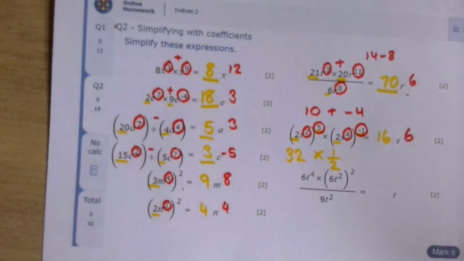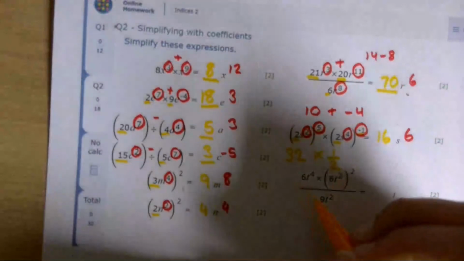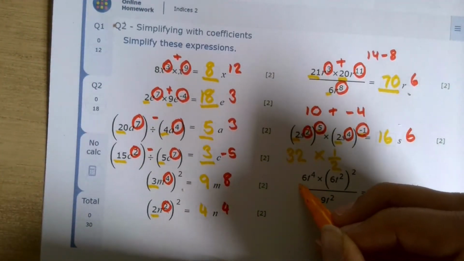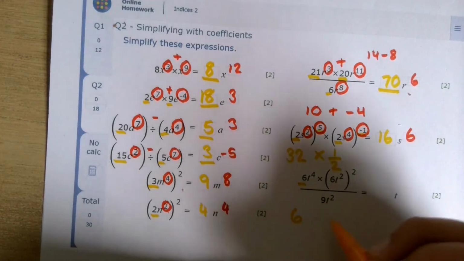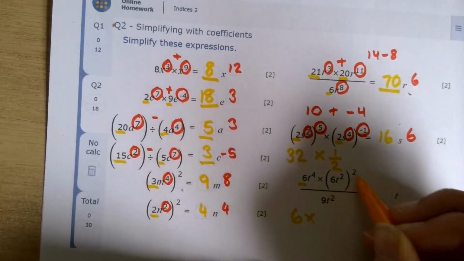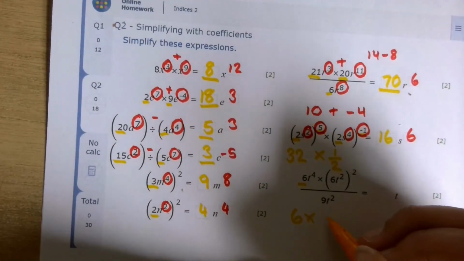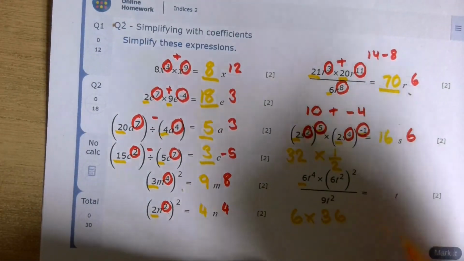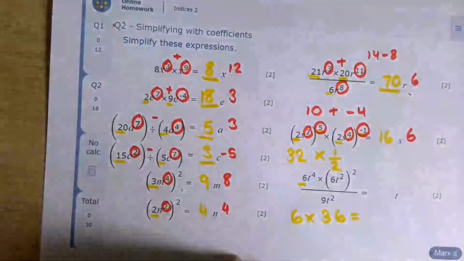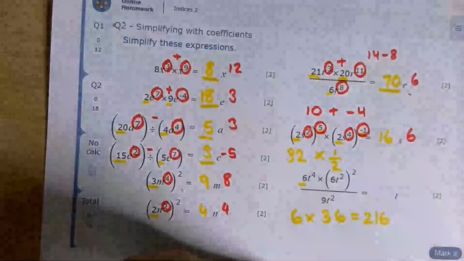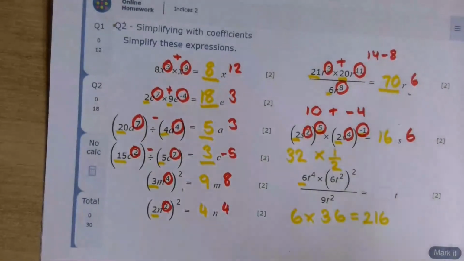Let's have a look at this one. Again, first of all, I'm going to look at the integers. So I've got 6 times 6 squared. What is 6 squared? We know that, hopefully. Do we? Yes, we do. 6 squared is 36. 6 times 36 is 216. That's actually 6 cubed, so that is one that hopefully you'll remember by the time the exam comes around, or we'll be able to work out quickly.